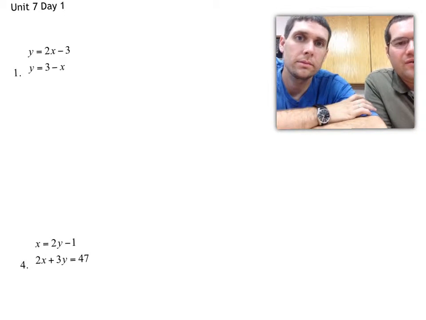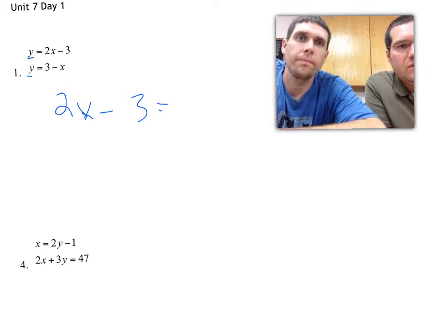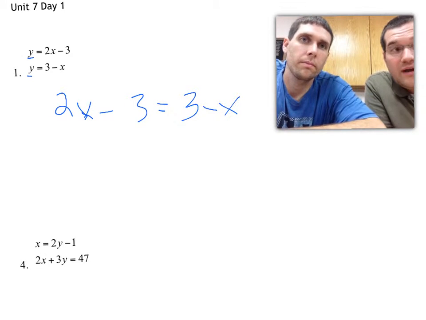Now the great thing about this one is that whenever you have a single variable equaling two different expressions, we can just set them equal to each other. So if y equals 2x minus 3 and y also equals 3 minus x, I can just set them equal to each other. Alright, and now it's just a good old-fashioned equation, and I'll just draw my river.